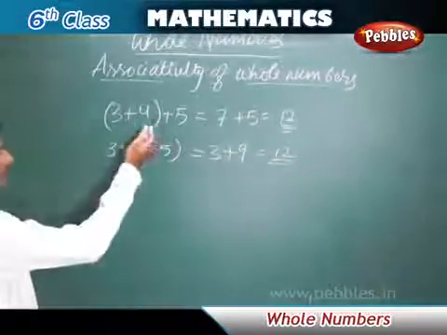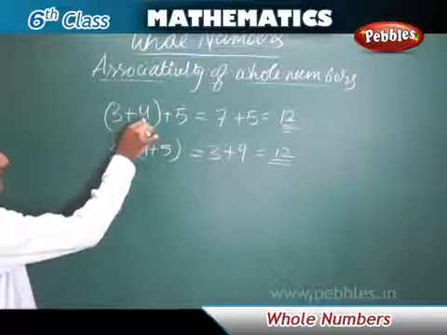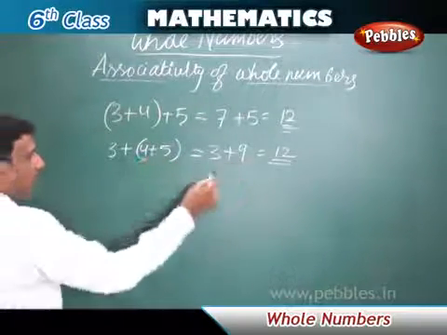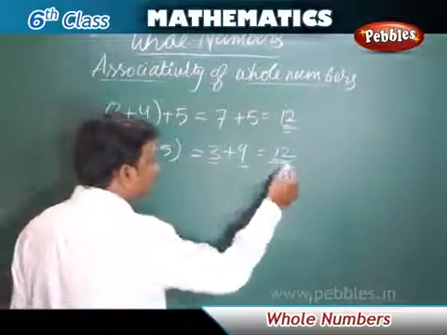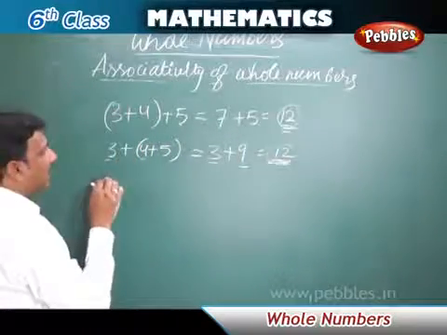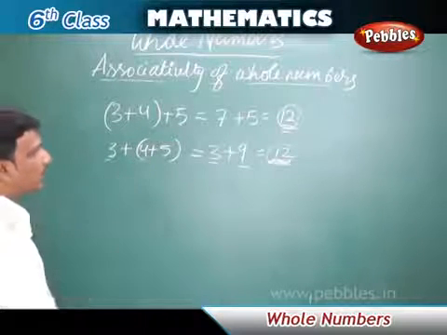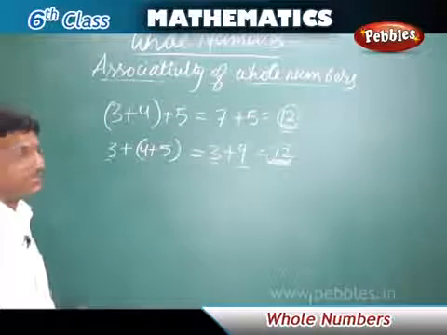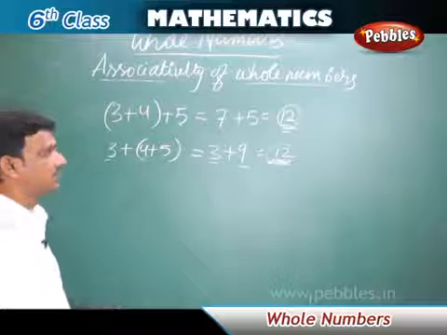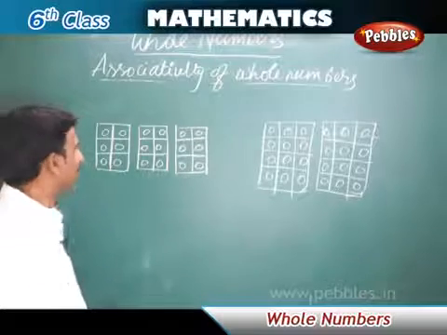So here in this addition, the arrangement is different. In the first example, we added 3 and 4 first, then we added 5. In the second case, we added 4 and 5 first and added it to 3. So we got 12. In both cases the result is the same, even though the arrangement and the order of addition is different. So we call this property the associative property. So in addition, the whole numbers are associative. Now let us see the associativity in multiplication. Now let us see the associativity of multiplication in whole numbers.